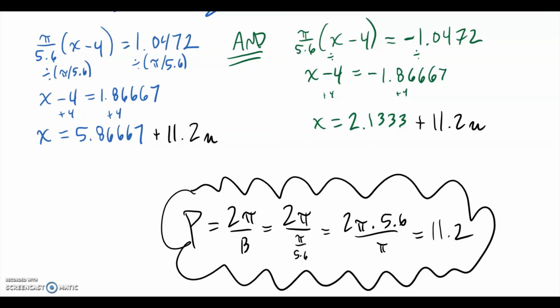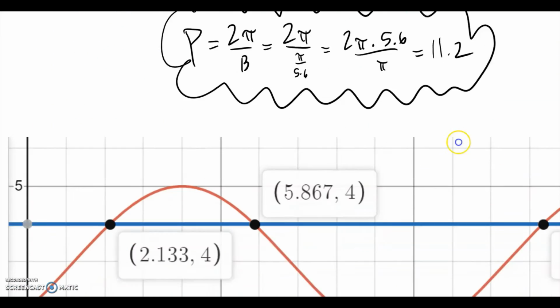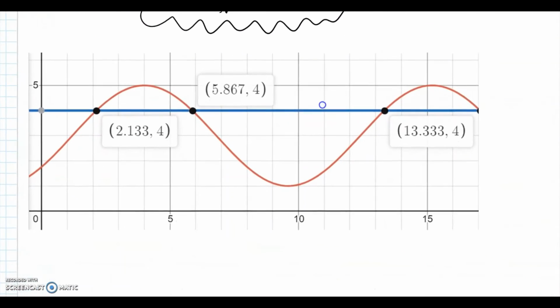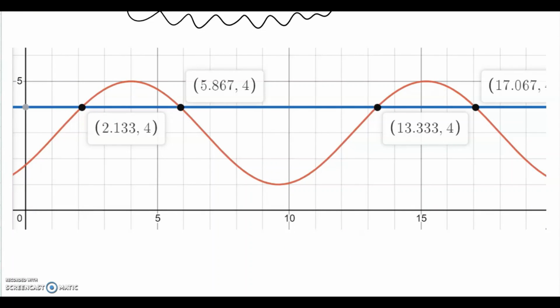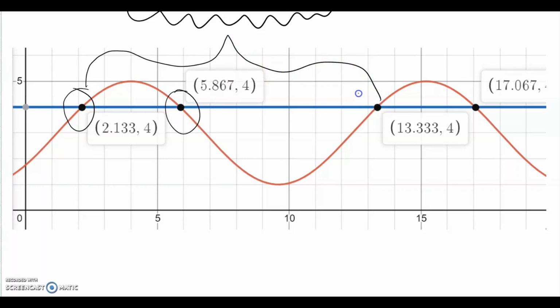Now, if you made it this far in the video, I have a little bonus material for you. Let's kind of look at this graphically, what's going on here. So if you graph the left side of that cosine business, and then you graph the line y equals 4, you can start to see those intersections. So here's my first answer. There's my other answer. And then I'm adding on 11.2 to find the cyclical answer, the next answer.